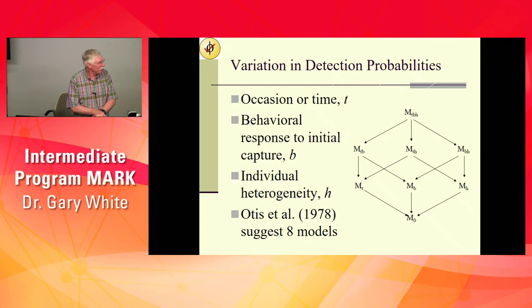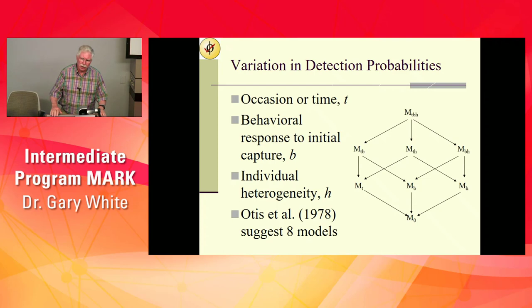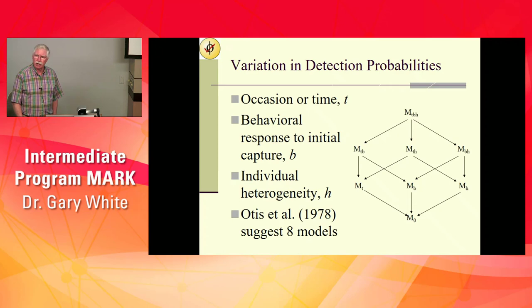The Otis et al. monograph set up 8 models. The idea being that there's 3 different sources of variation in these detection probabilities. The first is that they vary by time or occasion. Given that this stuff really got started with small mammal trapping, that was sort of what drove the literature for a good many years. You can think of each night as different. You had rainy nights and foggy nights and warm nights, and animals behave differently, and you had different capture probabilities. So that's where this occasion or time, T, comes from.